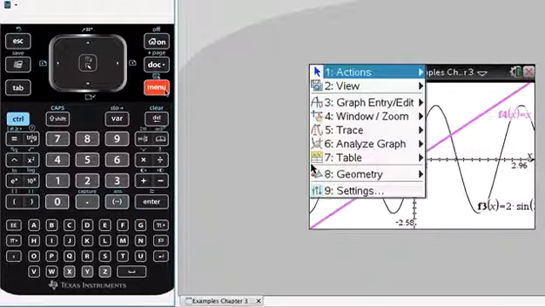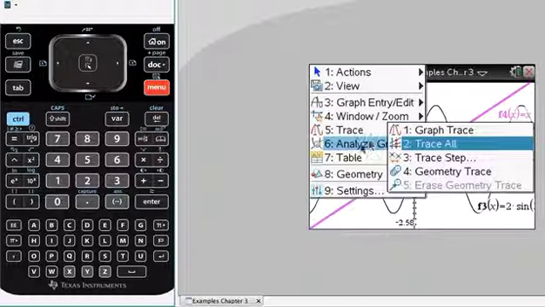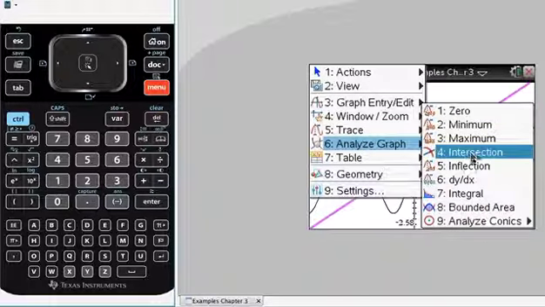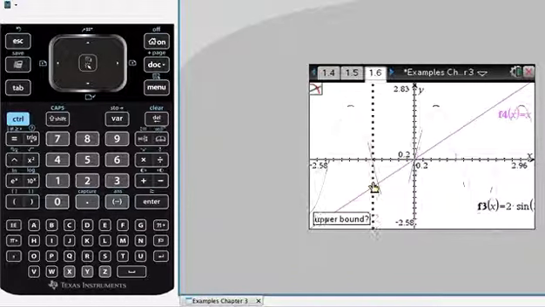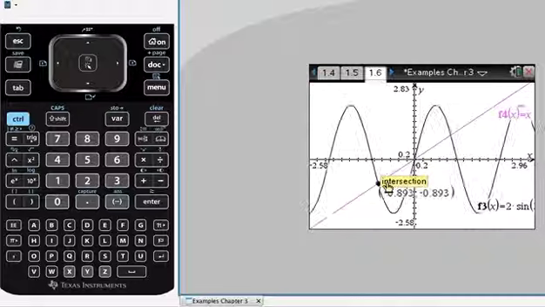So press menu. Now when you go into analyze graph, you can see that number 4 is intersection. If you click intersection, what you want to do is look at the lower bound and the upper bound of where you think the intersection is, and it gives you that intersection of the two graphs.